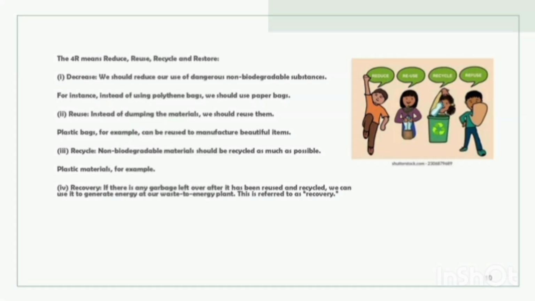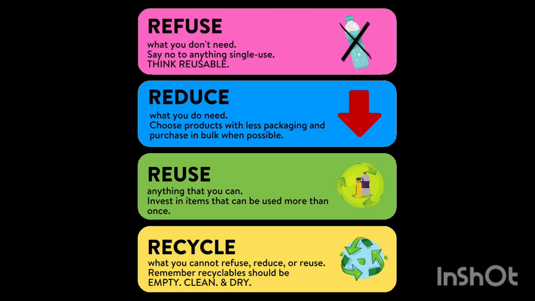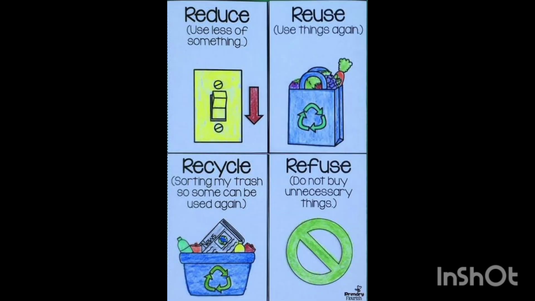For example, instead of using polythene bags, we can use paper bags, right? Reuse. Reuse means instead of dumping the materials, we should reuse them. Plastic bags can be used to make beautiful items and so on. Recycle. Non-biodegradable materials, plastic materials for example, should be recycled as much as possible. Recovery. Recovery means if there is any garbage left over after it has been reused and recycled, we can use it to generate energy at our waste to energy plants. This is nothing but recovery. So this is the 4R principle.